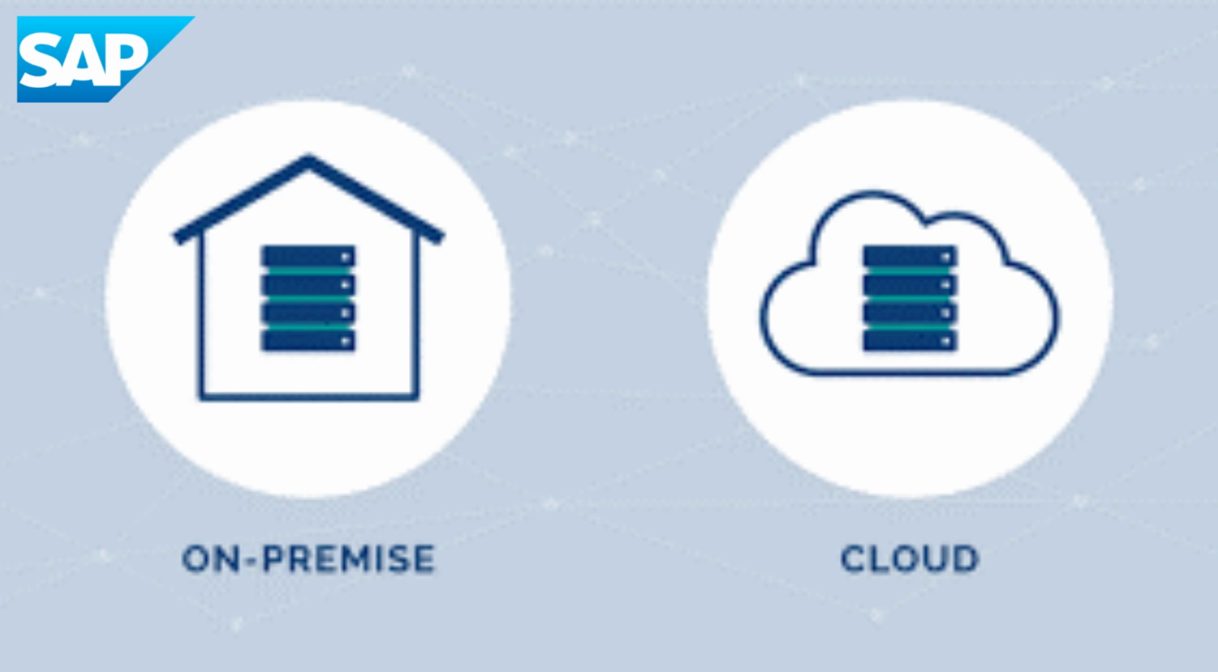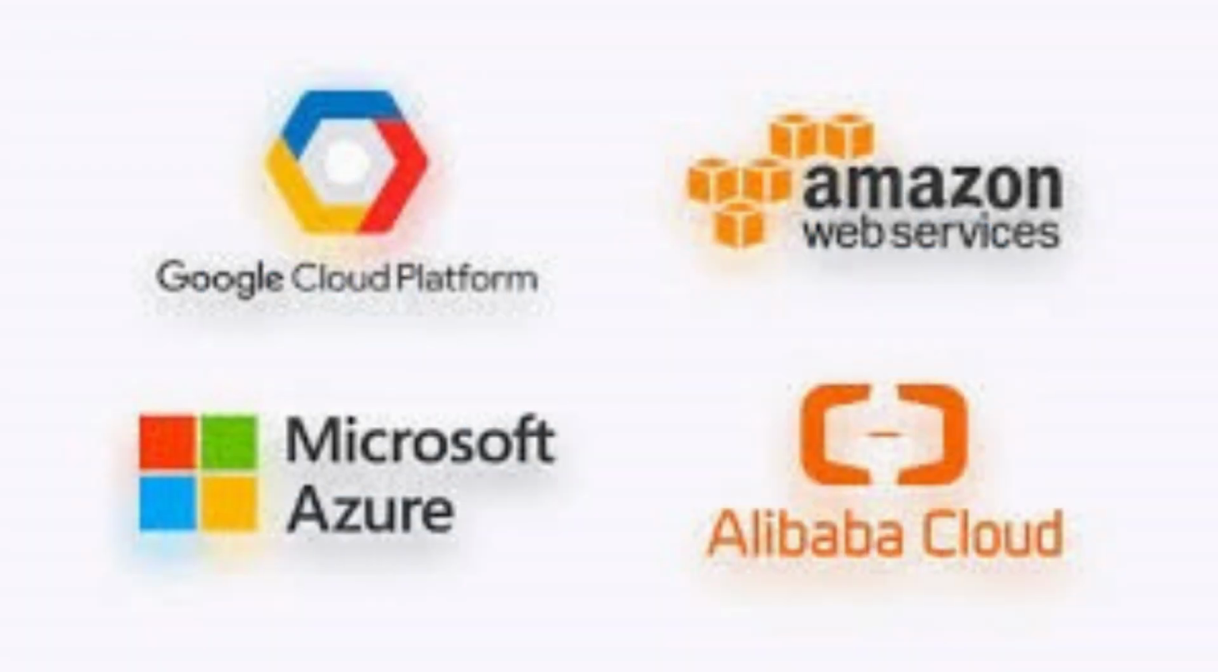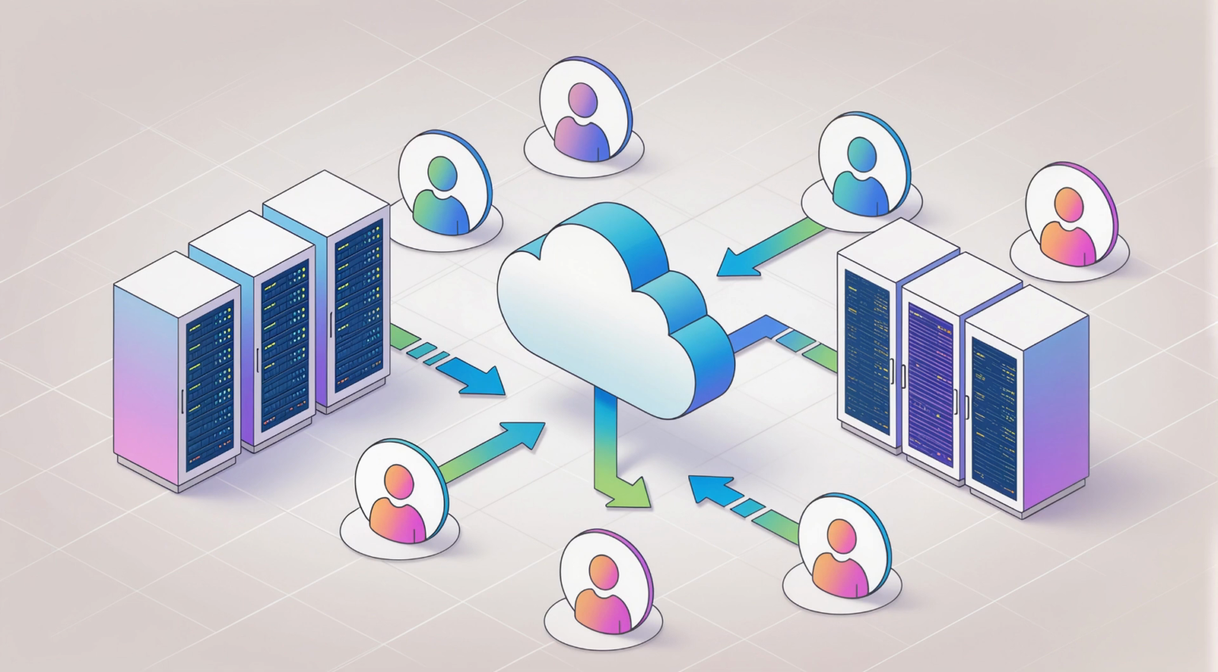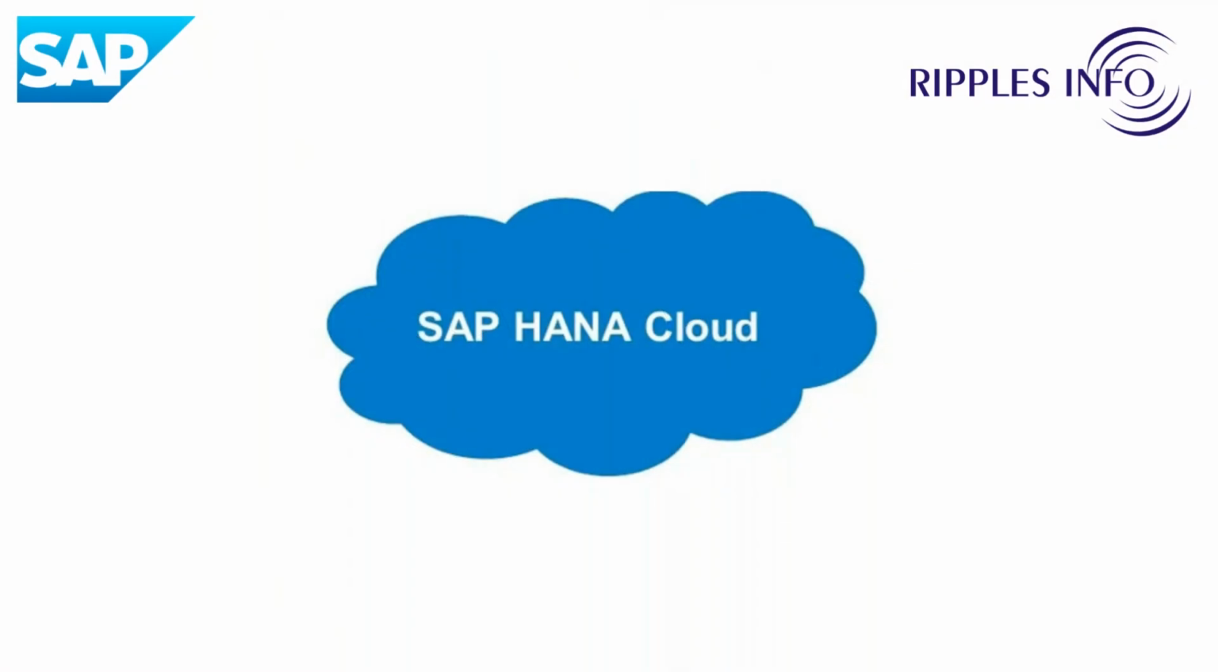the cloud infrastructure, which we call IaaS platforms, infrastructure as a service, offered by different vendors like AWS, Azure, Alibaba, all these. So even if you deploy that SAP HANA on-premise version on cloud infrastructure, still that is an on-premise database. You can't call it HANA Cloud.